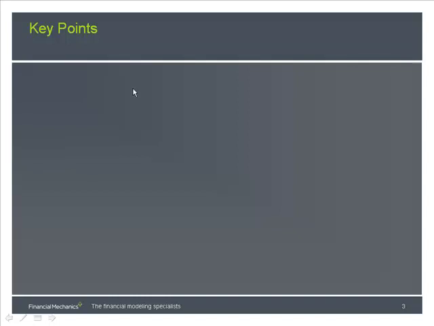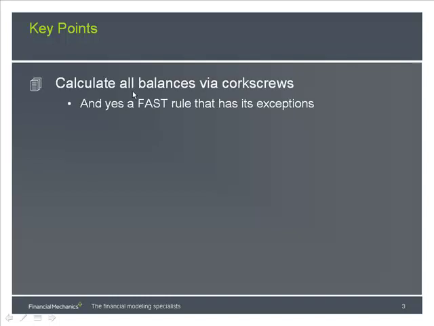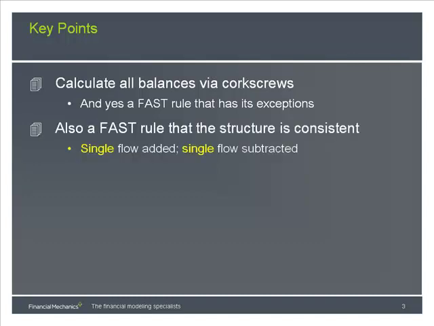So from that simple demonstration, there are some key points we need to consider. Probably first and foremost is this FAST rule: calculate all balances via corkscrews. And as with any FAST rule, there are exceptions which we can contend with in subsequent videos. But as a good place to start, a good default, if you have a value that represents numbers as at points in time, use a corkscrew.